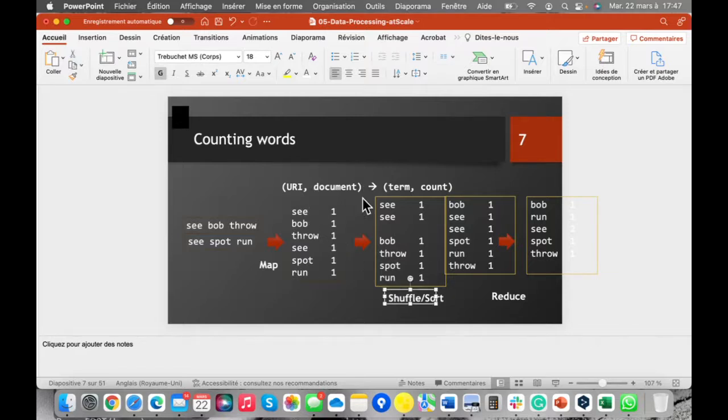Then the shuffling part will group together the result of the map according to those that share the same key. So we would have a first group with the key C, a second group with the key Bob, throw, spot, and run, and then the sorting part would order them in lexicographical order because the key is a string. And once this is done, this is the Hadoop engine that does this.